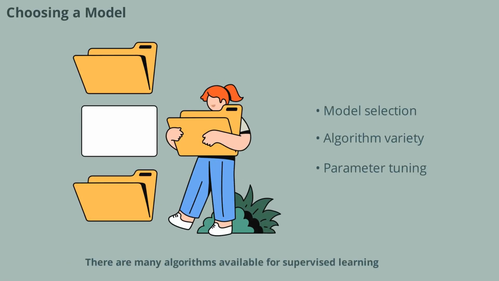There are many algorithms available for supervised learning, each with its strengths and weaknesses. Common models include linear regression, logistic regression, decision trees, support vector machines, and neural networks. The choice of model depends on the problem type, data size, and desired accuracy. Experimenting with different models and tuning their parameters is often necessary to achieve the best results.